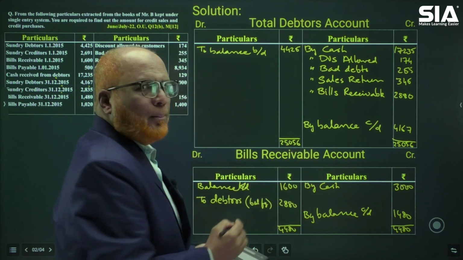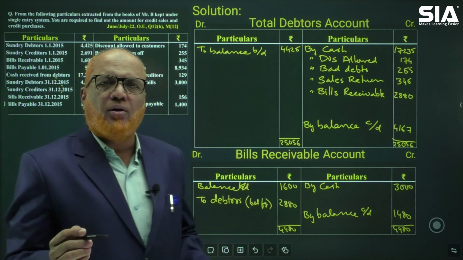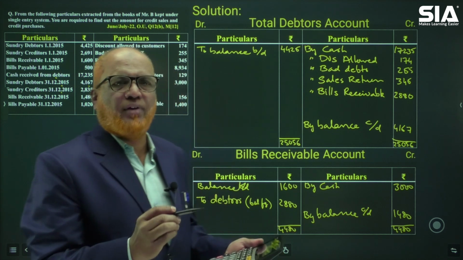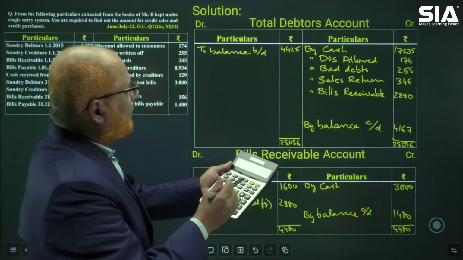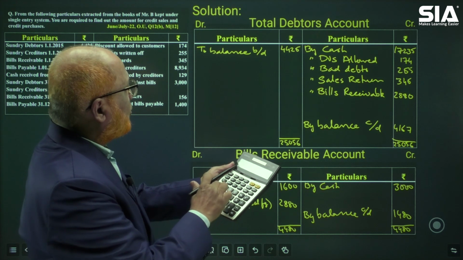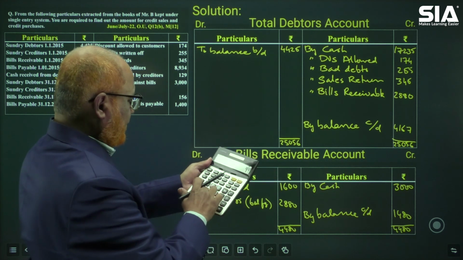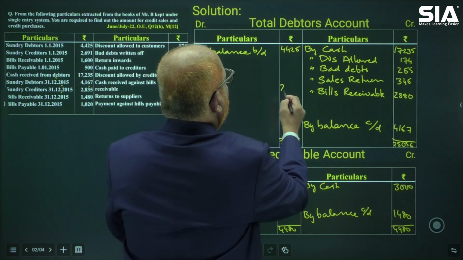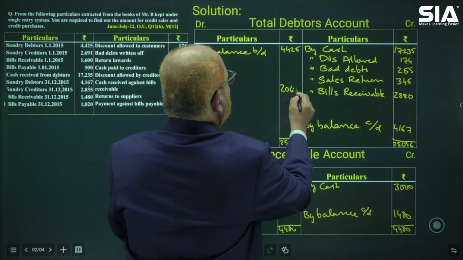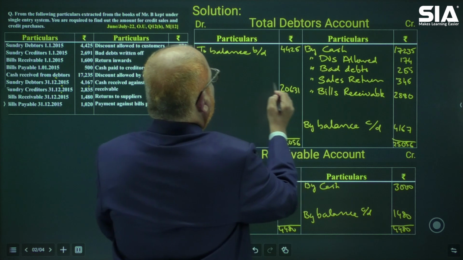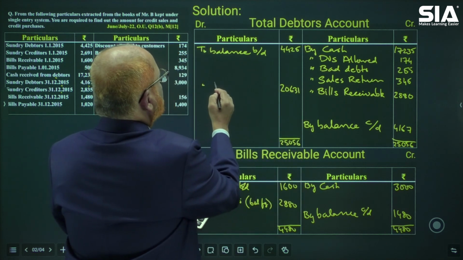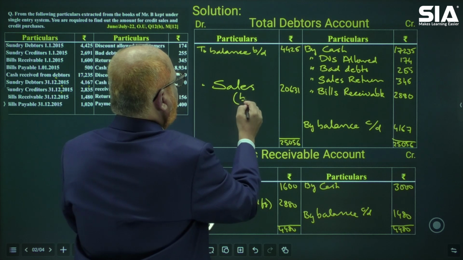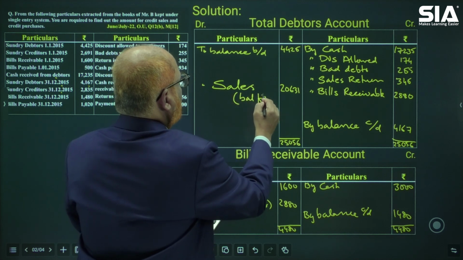25,056. Now, the balancing figure on the debit side of the total debtors account is the sales. That's what we have to find out. From 25,056 minus 4425, that comes to 20,631. These are the sales. This is the balancing figure.